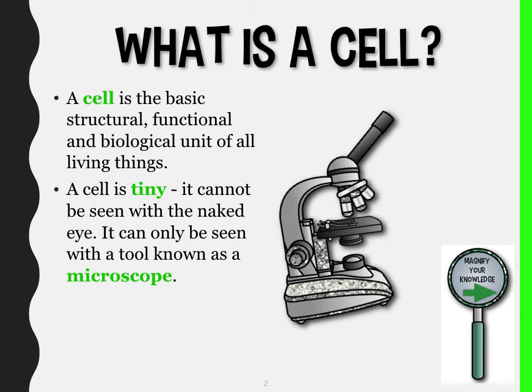A cell is tiny though. It cannot be seen with the naked eye. It can only be seen with a tool known as a microscope. Microscopes are essential tools to use when studying cells. Powerful microscopes are how we are able to see what exactly a cell looks like. Let's magnify our knowledge and move on.